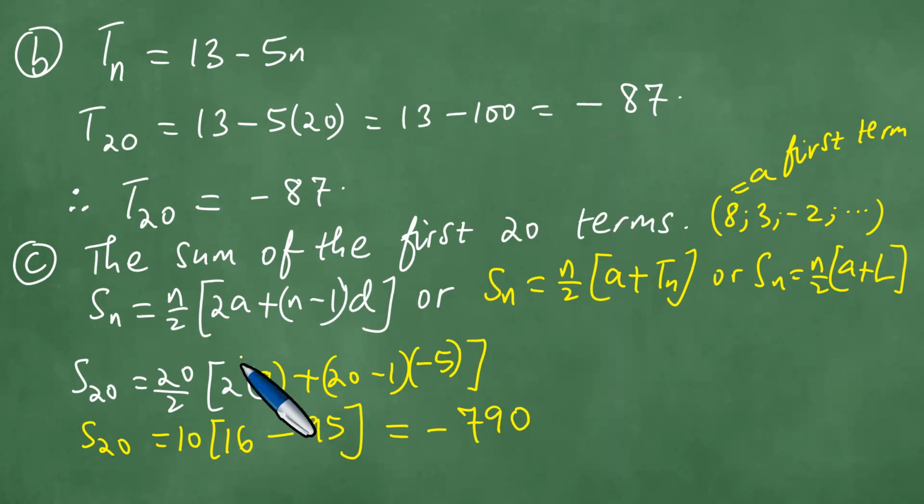Right. So we have learned some formulas. This formula here is the formula for the sum. The sum formula is Sn equals n over 2, open bracket, twice a plus n minus 1 times d, close bracket. Or S sub n is n over 2, open bracket, a plus t sub n. Or Sn equals n over 2 into a plus L. What does L stand for? The last term. This last term can also be called T sub n as well.